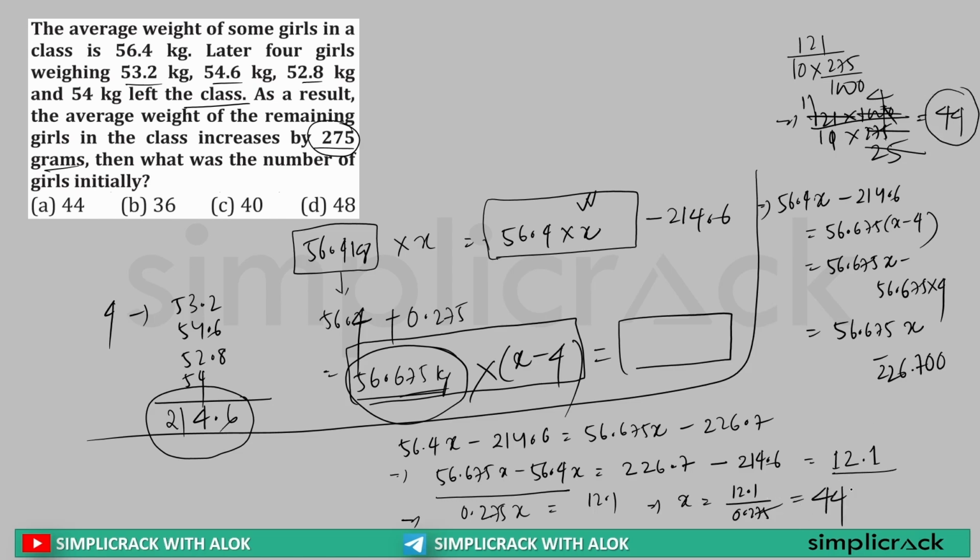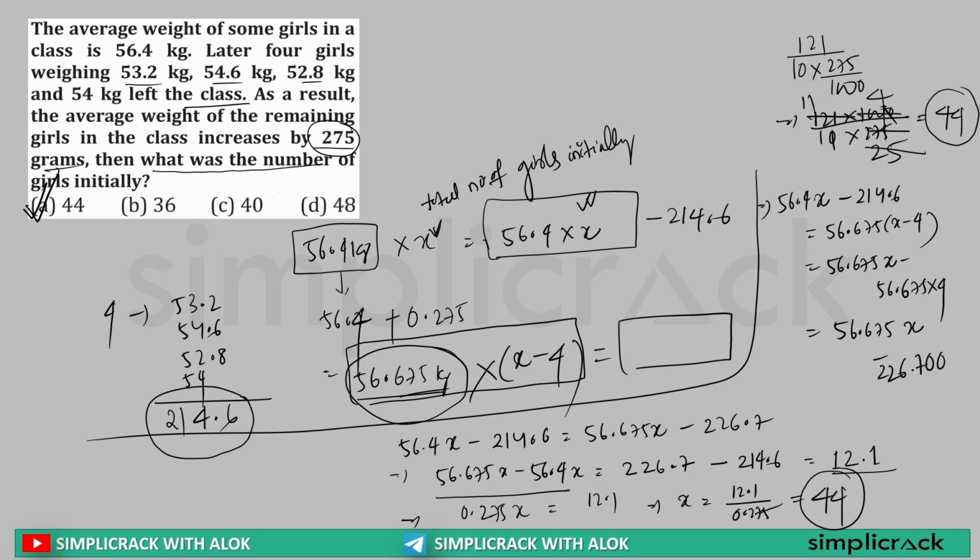So sir, the value of x is what, sir? 44. Now what was this x? Sir, x was the total number of girls initially, right? So the total number of girls initially is 44. Now understand, if this question asks what is the total number of girls after leaving of 4 girls, then it will be 44 minus 4 is equal to 40. Clear? This seems a bit calculative, but it is actually easy. Okay, so the questioner can ask you such calculative questions, but concept wise it is easy.